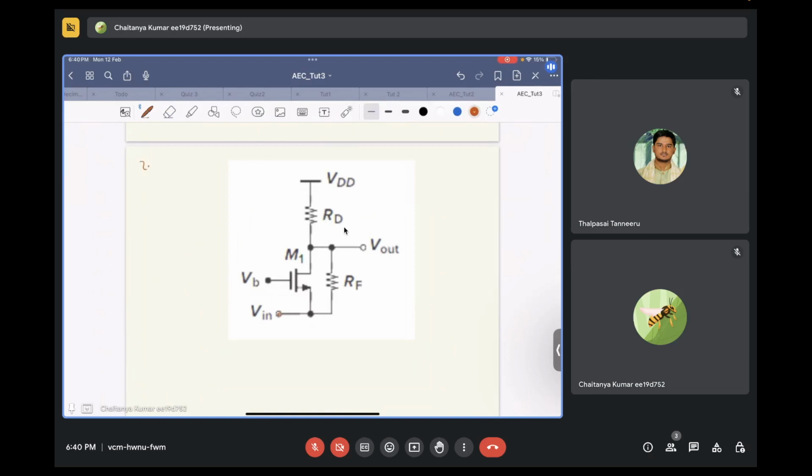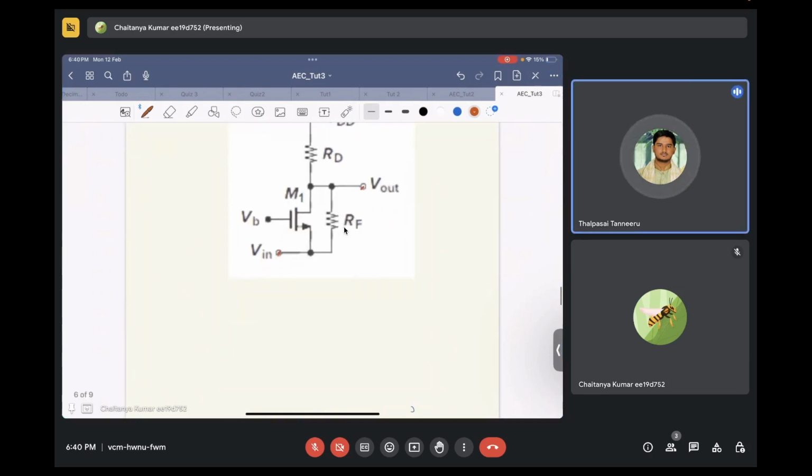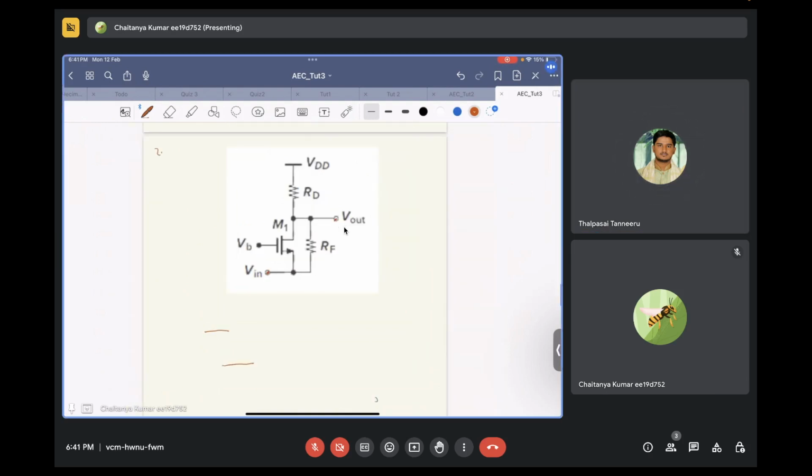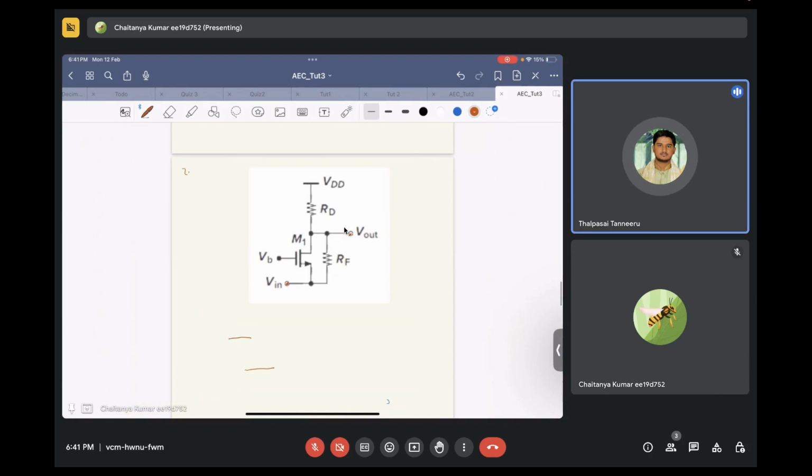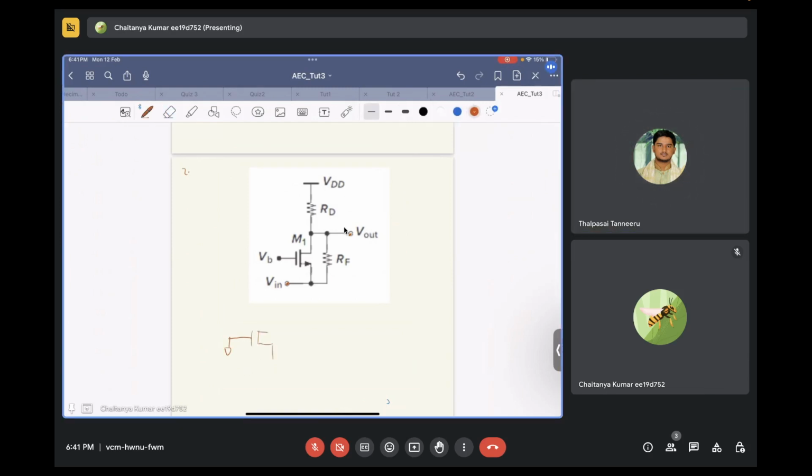So you need to find the gain from input to the output. How will you proceed? First, we can de-energize VB. VB will be grounded, the gate voltage. Source voltage Vin will be there.